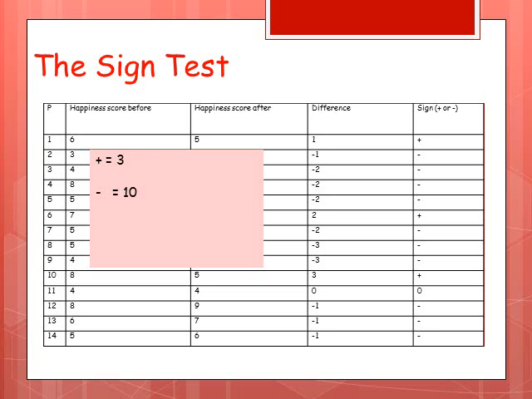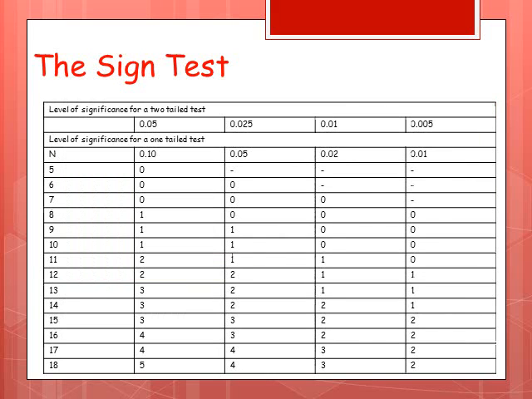Therefore, my S value is the lower frequency, the lower number. So I calculate that S is 3. My number of participants is 13 because originally I had 14 participants, but remember I take away 1 because one of my participants got a value of 0. If I had 2 participants that got a value of 0, it would be 14 minus 2, and I'd end up with an N value of 12.